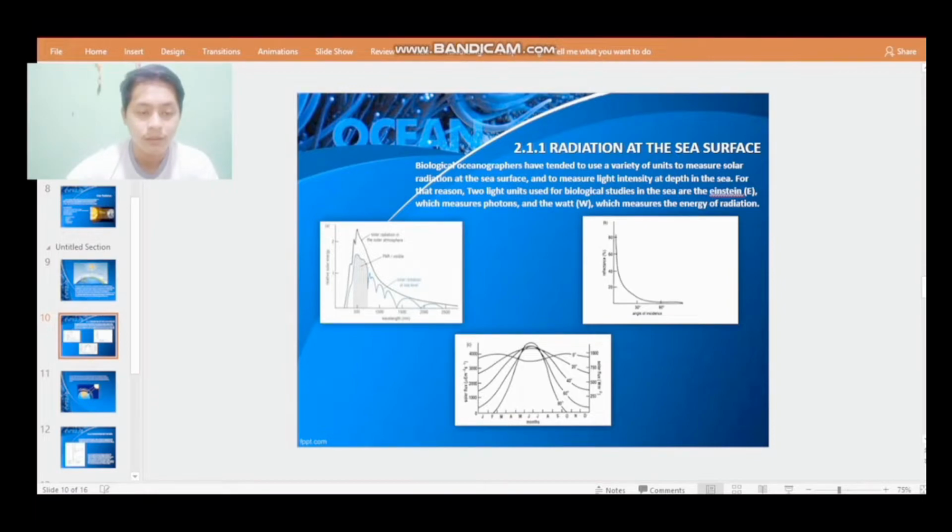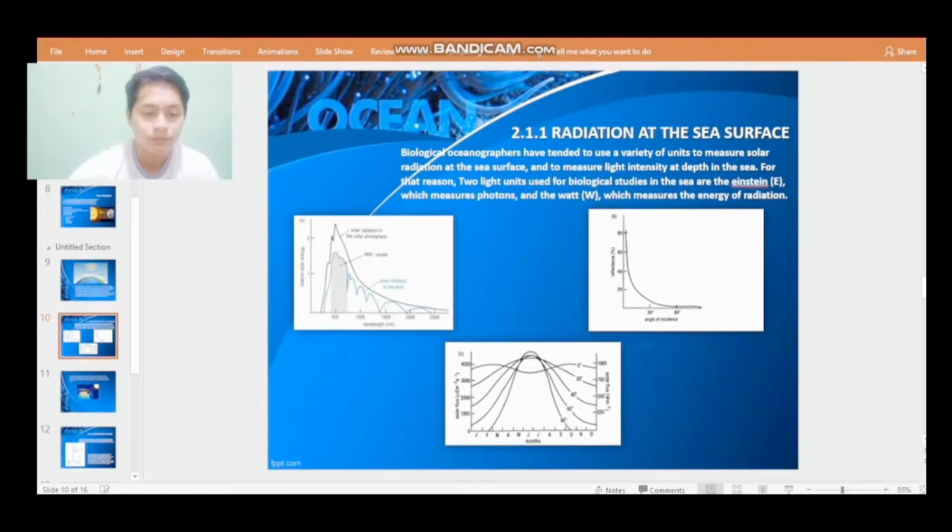Next topic is the radiation at the sea surface. Biological oceanographers have tended to use a variety of units to measure solar radiation at the sea surface and to measure light intensity at depth in the sea. For that reason, two light units used for biological studies in the sea are the Einstein, or E, which measures photons, where 1 Einstein is a mole of photons, and the watt, which measures the energy of radiation.